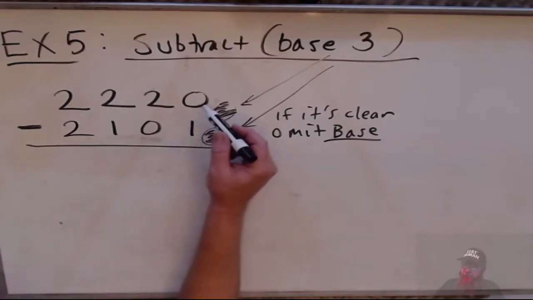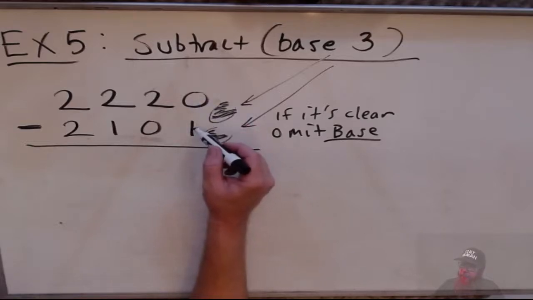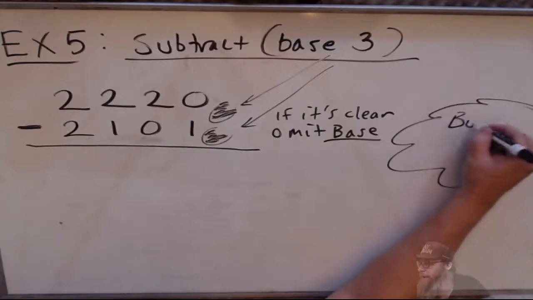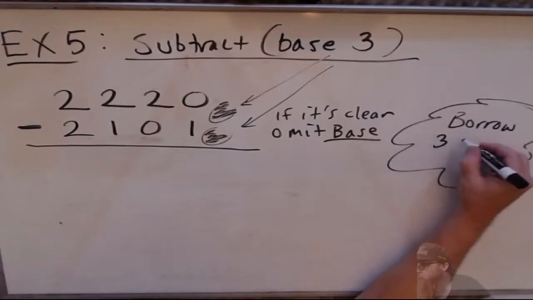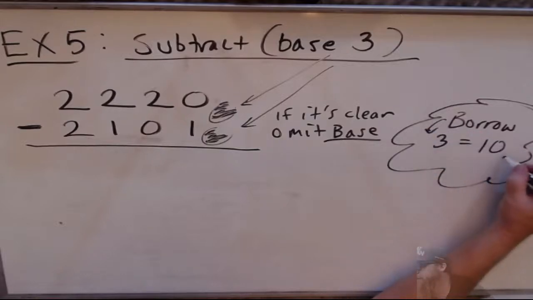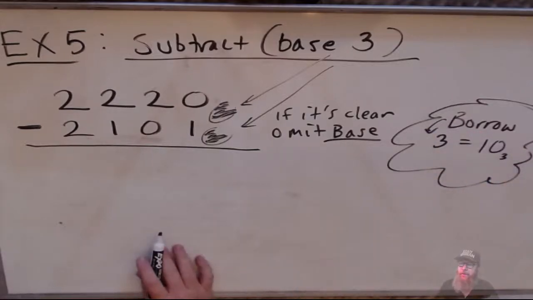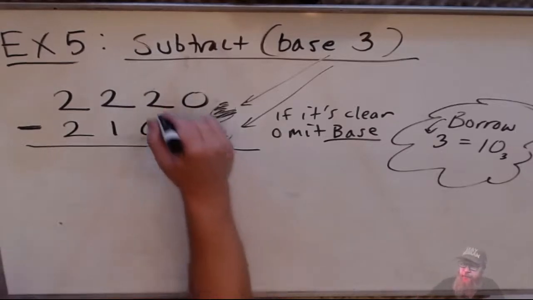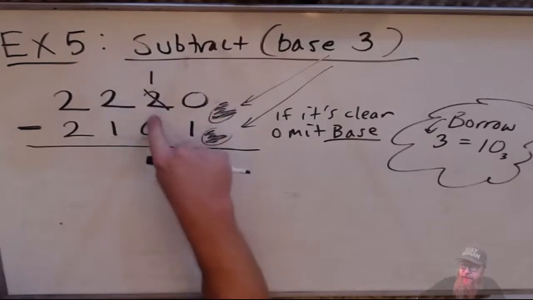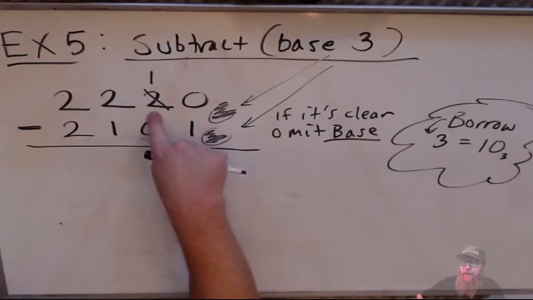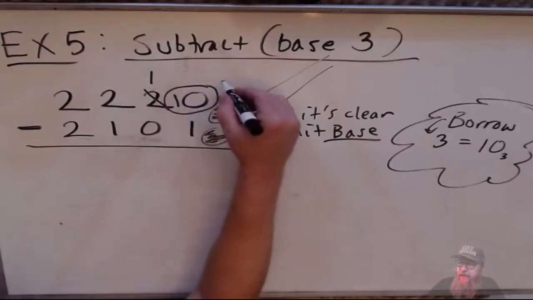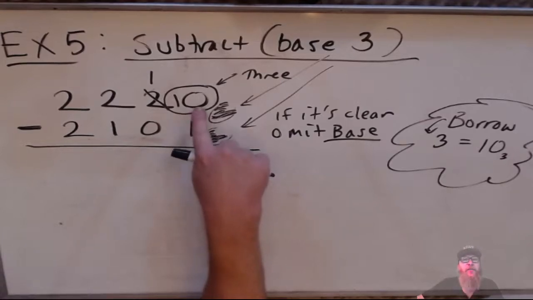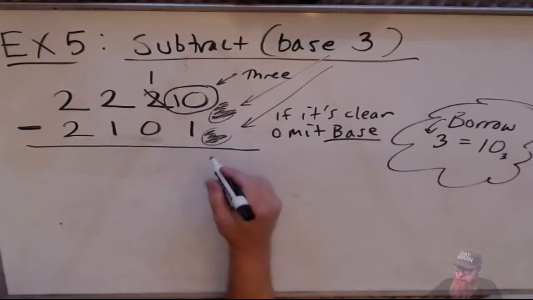All right, we're subtracting. 0 minus 1. Well, we can't do 0 minus 1. So when we're subtracting, what are we borrowing? We're borrowing 3. But 3 looks like a 10. So we're going to borrow from this 2 here. So this now looks like a 10, but this is actually 3, even though it looks like 10. So this is 3 minus 1, which is 2.